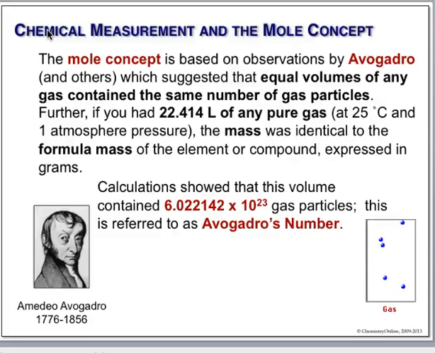So he found this. He also found that if he had 22.4 liters of any gas, and then he weighed it, the mass that he got was identical to the formula mass of the elemental compound in grams. And we'll talk about this in a moment within the context of molar mass. But that's a very, very useful notion. This is Avogadro's number. Again, 6.02 times 10 to the 23rd. And he kind of does look like a mole.